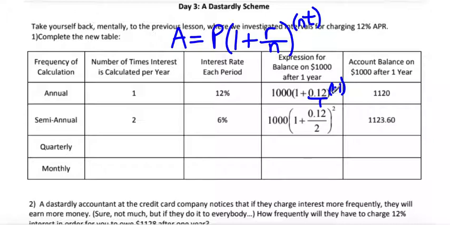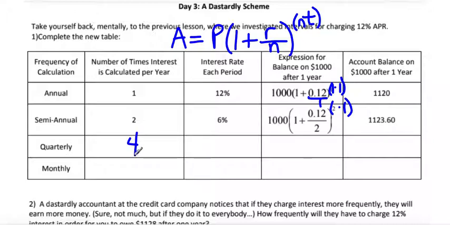So then if you calculate interest twice a year, that 12% gets divided by 2, so it's only 6% each time. So we had the 0.12 divided by 2, and then we raised that to the 2. And again, we're multiplying by 1. They just didn't write that down because you didn't need to. So it is 1123.60.